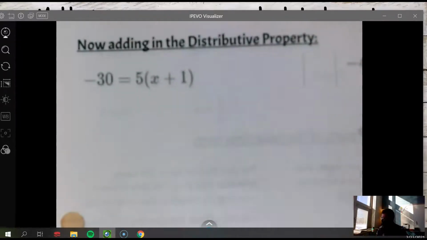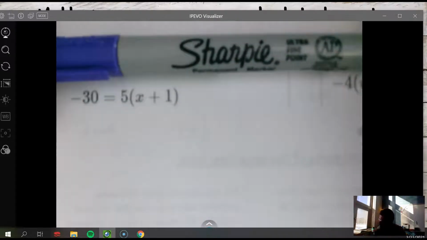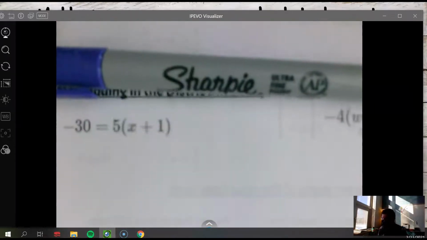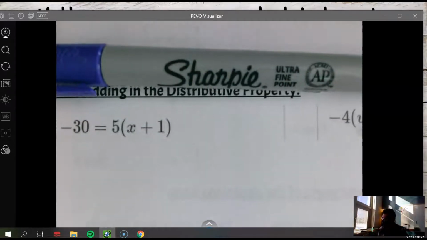Sorry, I don't know why this won't really come back to focus. Let's try the old Sharpie trick. I don't know where my quarter went. That worked pretty well when we did that. All right, there we go.